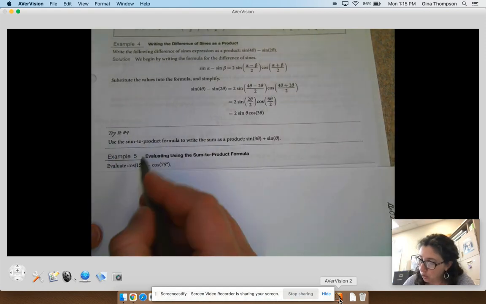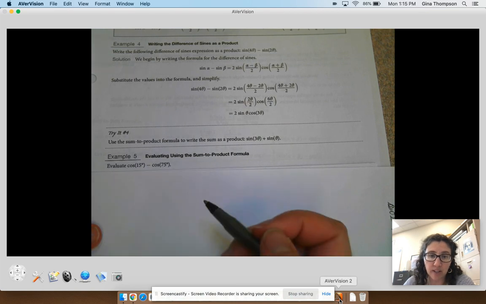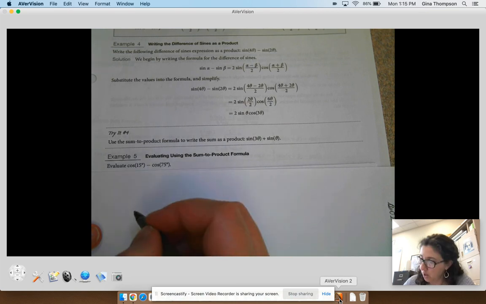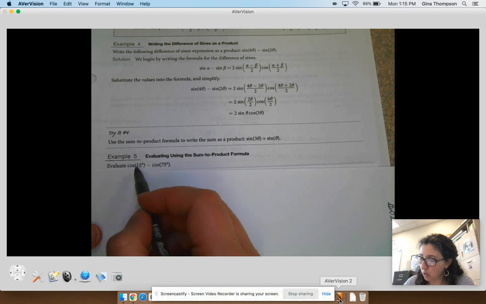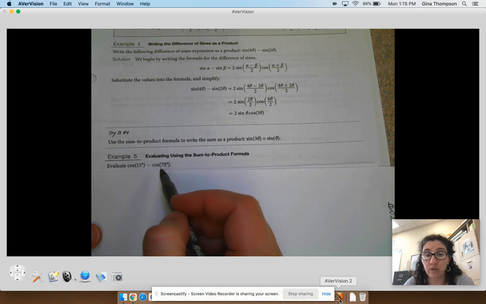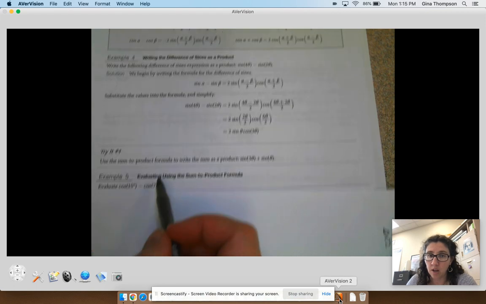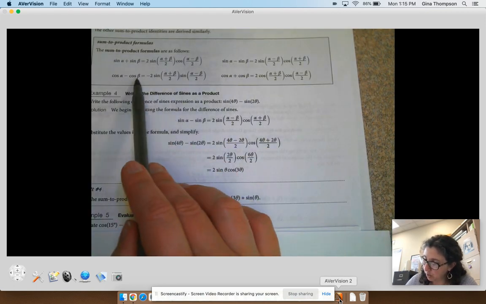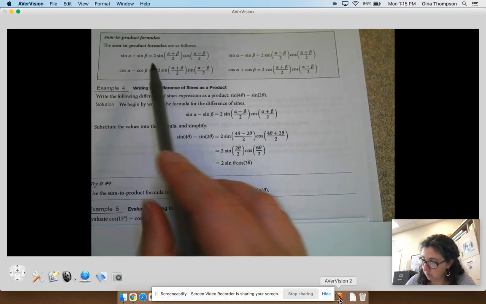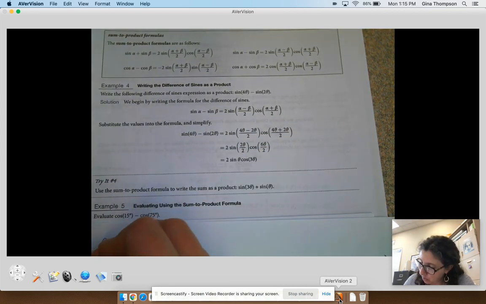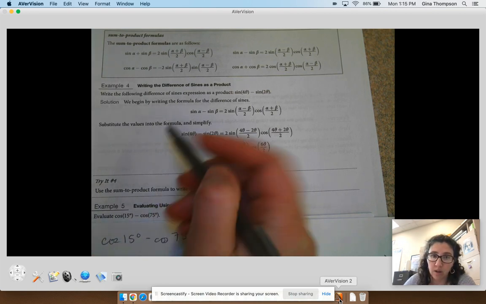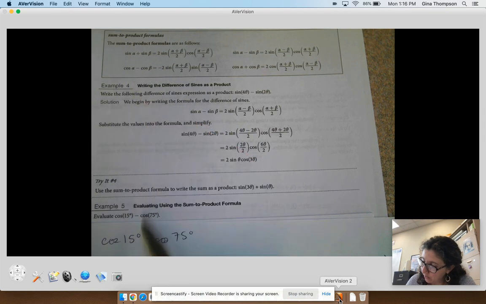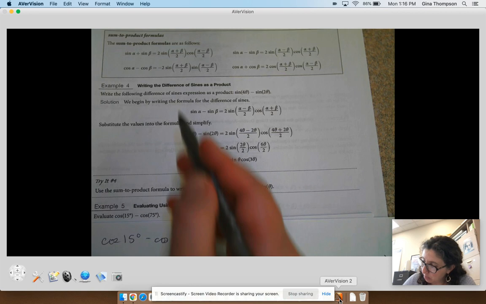Let's try to evaluate cosine of 15 minus cosine of 75. Well, we don't really know what cosine of 15 or cosine of 75 is. We could figure them out, but what if we used this and we said cosine of one thing minus cosine of another? So cosine of 15 minus cosine of 75 degrees. We can say, well, this is our alpha is 15 and 75 is our beta. So let's apply this equation.